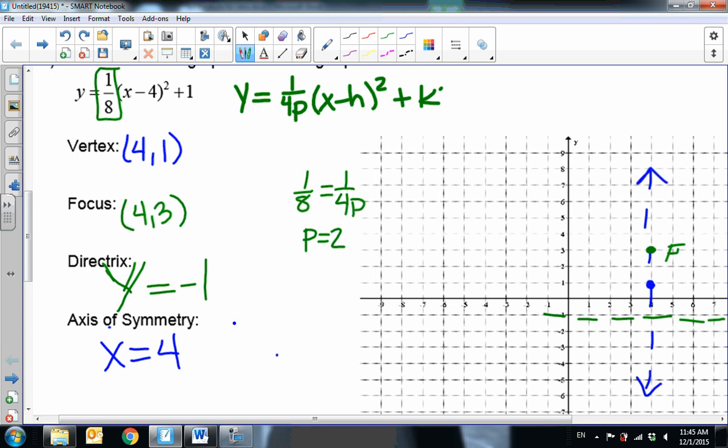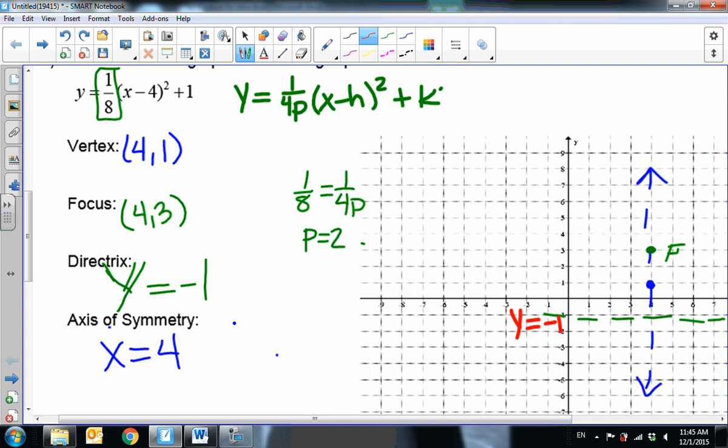Okay, now all that's left to do is draw in our parabola. Yes, ma'am. I'm sorry? Because the y equals -1 is the equation of this line right here, of the directrix. Okay, because it's the same distance on the other side of the vertex.